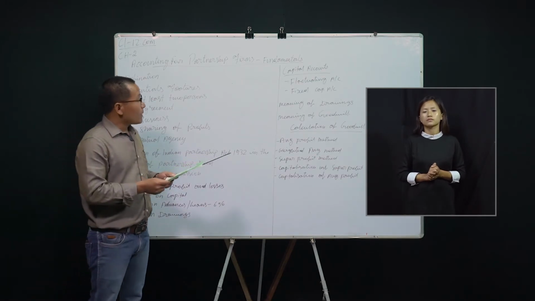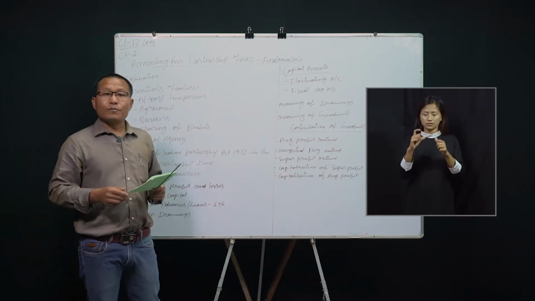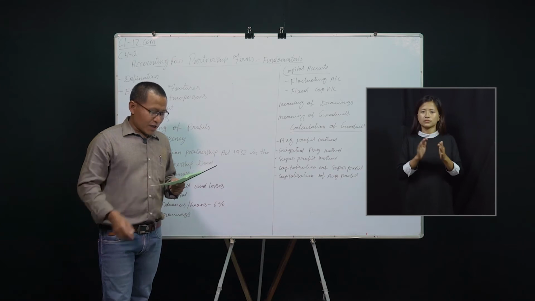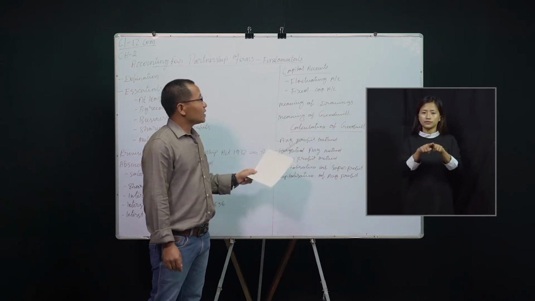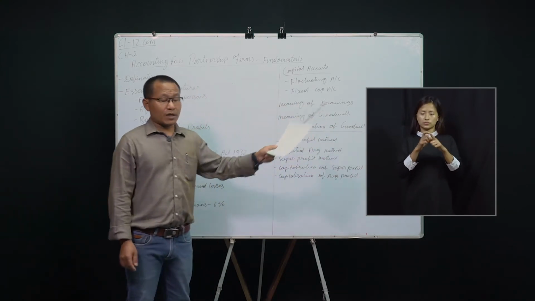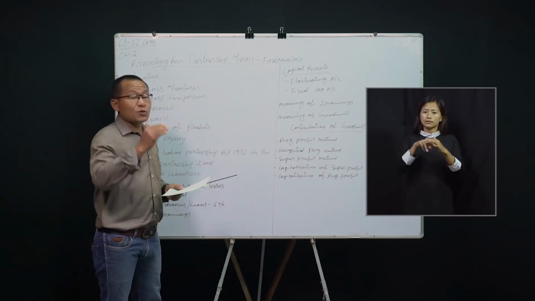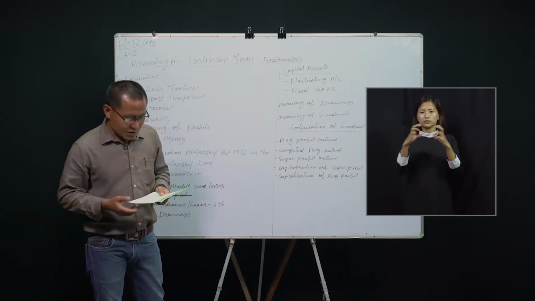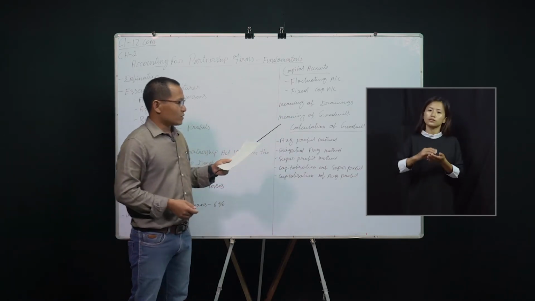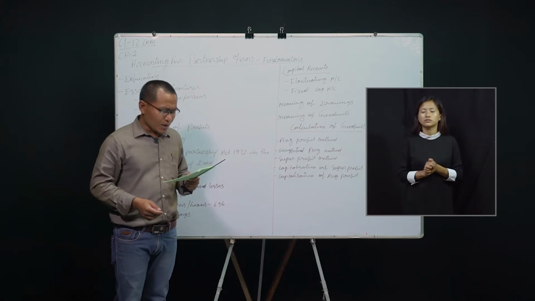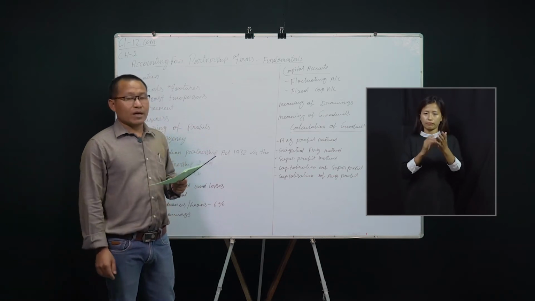Next we have capital accounts. There are two methods of maintaining capital accounts: the fluctuating capital account and the fixed capital account. Let me go to the fluctuating capital account first. As the name indicates, it keeps on changing. Sometimes it may decrease and sometimes it may increase. Under this method, only one account is prepared, that is the capital account.